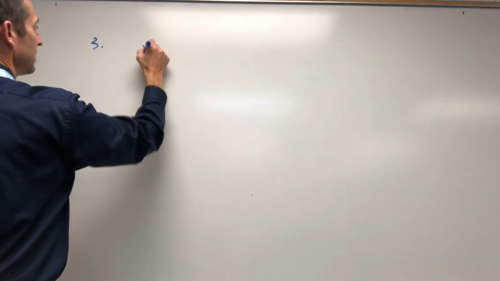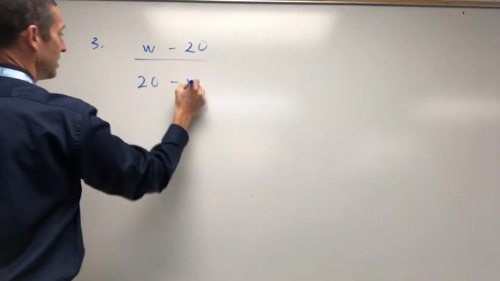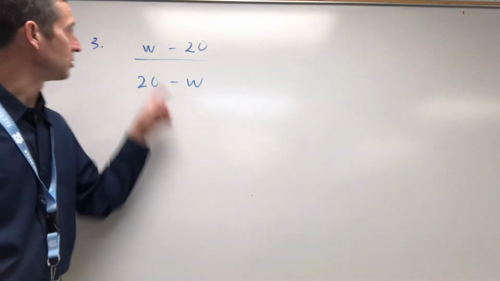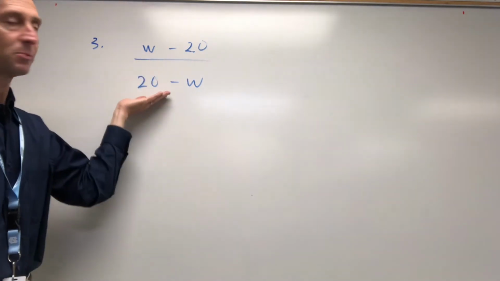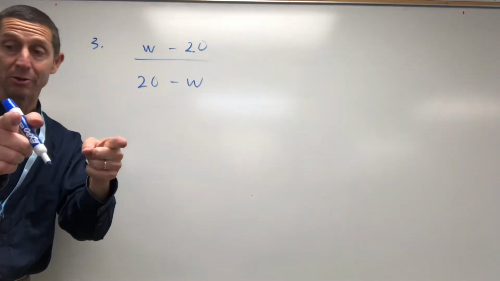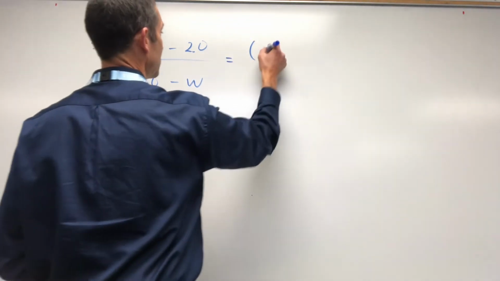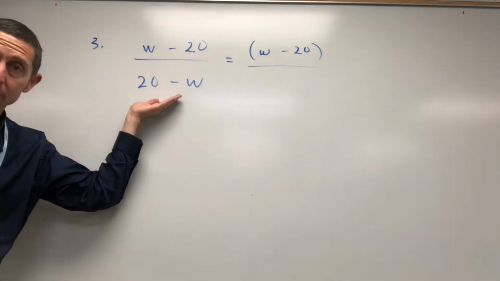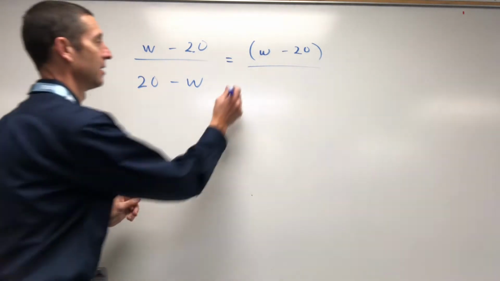Third one, let's go like w minus 20 over 20 minus w. You know, normal order is you have letter, number, letter, number, letter, number. But this one's in the reverse order. So I'm going to leave this top one exactly the same. This is w minus 20. I can change this one. I can do the -1 move because that is a negative sign.